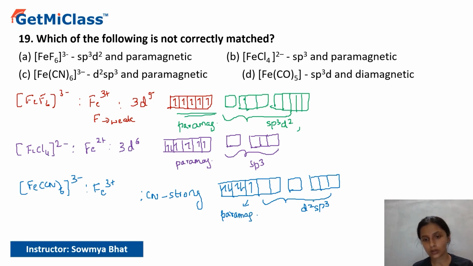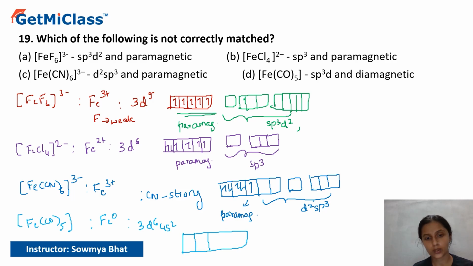And the last option which we have here would be FeCO5. Iron is in 0 oxidation state, so the configuration is 3d6 4s2. And during the approach of the ligand, all of the electrons get paired up. So 3d6 and 4s2, 8 electrons. From 4s, the electrons are going to jump to d orbitals, and this is s and this is p3.